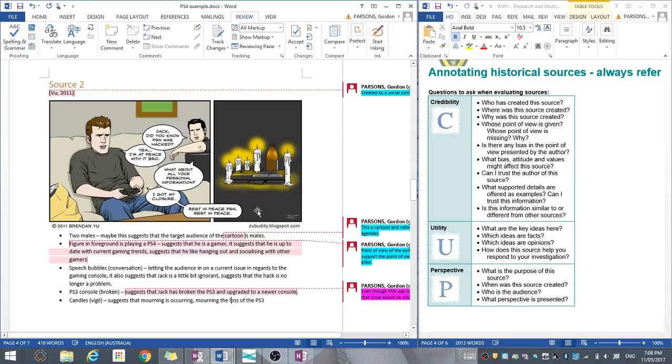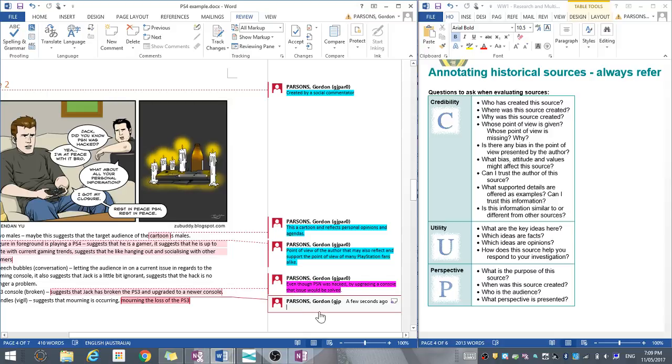Now, ideas, which ideas are facts? Well, PlayStation did actually come out and say after the hacking that by upgrading to the new platform, the problem would be solved. But later on, it was found out that PlayStation did actually re-secure their own network. But one fact, one piece of analysis that is a fact, is the fact that PS3 sales did plummet and PS4 sales skyrocketed. So this is actually fact.